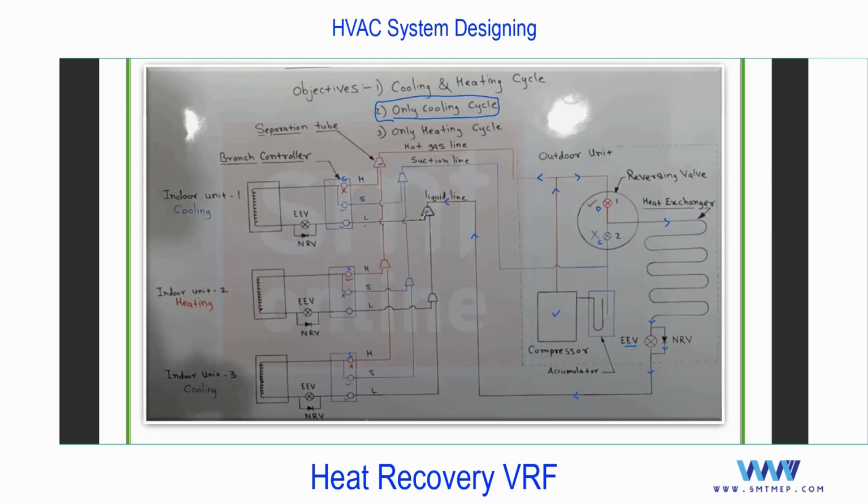Now this refrigerant in the liquid form will enter this line. I'm considering one indoor which demands cooling. At this level I'm talking about cooling, so you can consider this also cooling, this also cooling. You see it will enter, and this valve is in open position. Under this branch controller you will find a separate branch controller, in which you'll find a number of valves for different indoor units. So this valve is in open position and this valve also in open position.